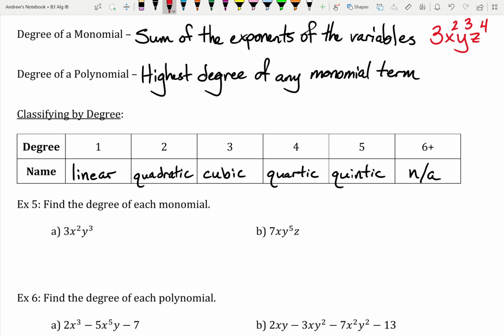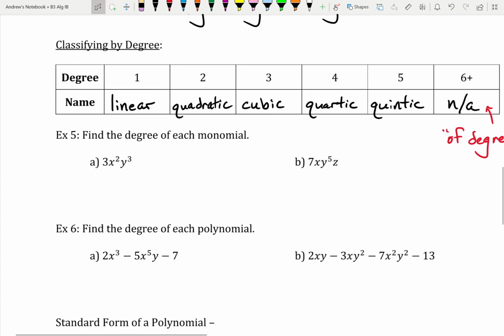What we do with this one, though, is we say it's of degree whatever it is. Or you might say it's a blank degree polynomial. You might say it's a 7th degree, or a polynomial of degree 7. There are a couple different ways you could say that, and either one is fine. But we don't really have a specific name like the other ones. Cool, so let's actually find some degrees for these things.